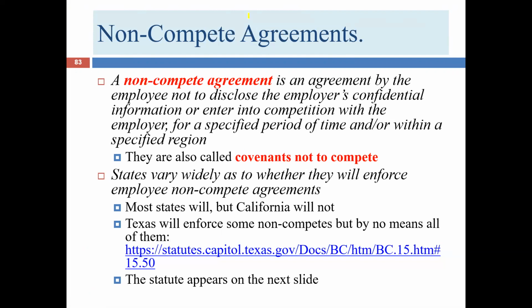So what is a non-compete? A non-compete is an agreement by an employee not to disclose the employer's confidential information or enter into competition with the employer. This is probably the more important part. Enter into competition with the employer for a specified period of time and or within a specified area.